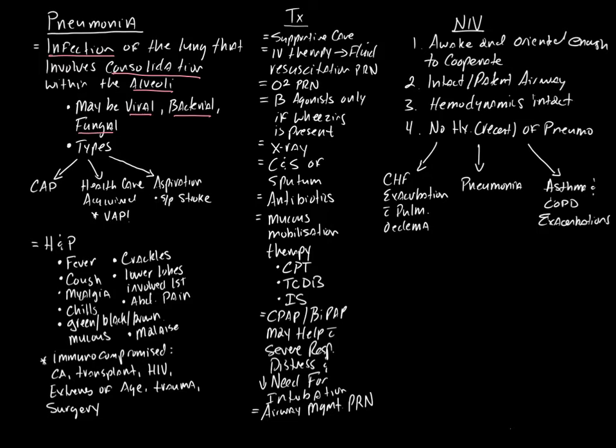So it's a problem with the alveoli. And there are some general types that you want to be aware of. There's what we call community-acquired pneumonia, or CAP. And this is the run-of-the-mill pneumonia that you get where? Community-acquired pneumonia. Where do we get that?